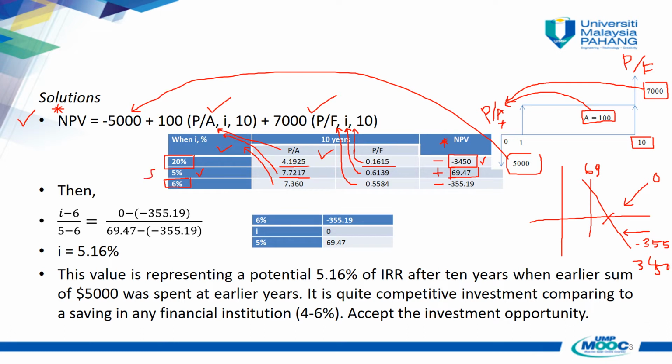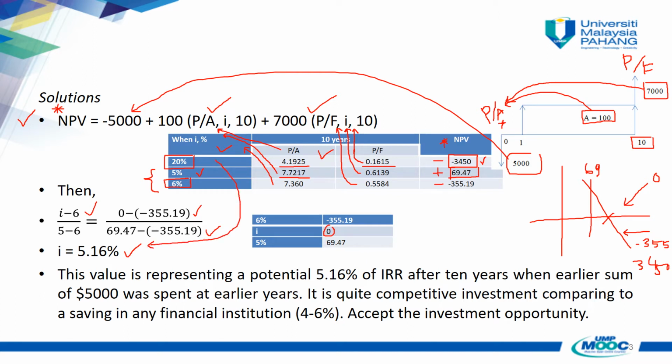The closer value here is around 5 to 6%. Okay, so I minus 6 divided by 5 minus 6 equals 0 minus negative 350, divided by 69 minus the negative 350, and I will see that from this interpolation it will give you around 0 here. The value of your interest rate is 5.16. Okay, way below our expectation of 20%.